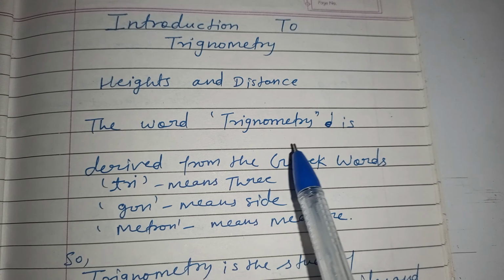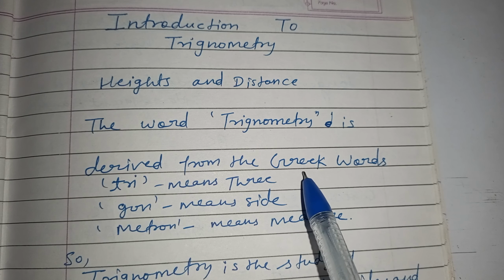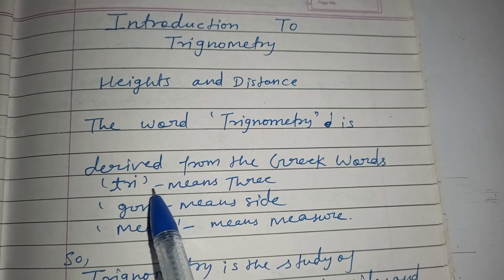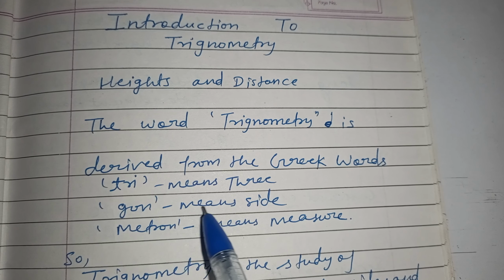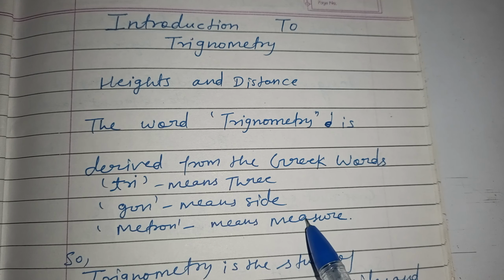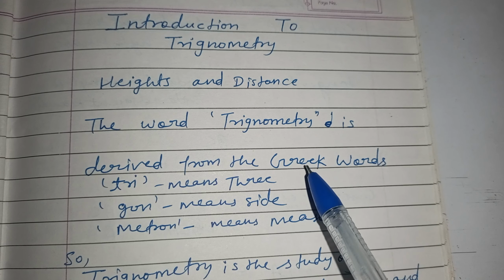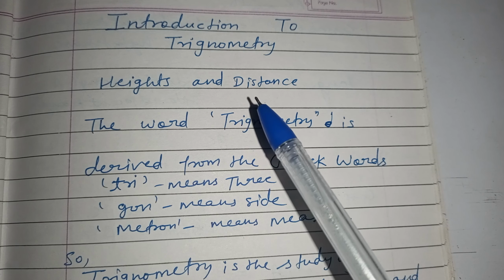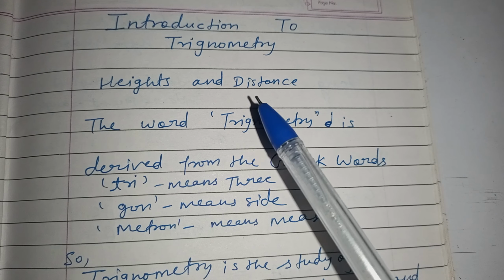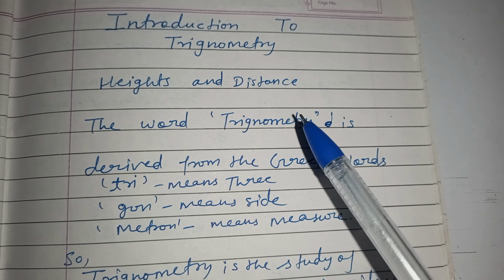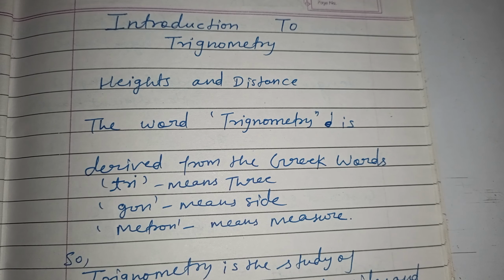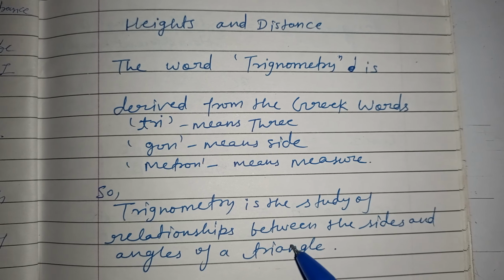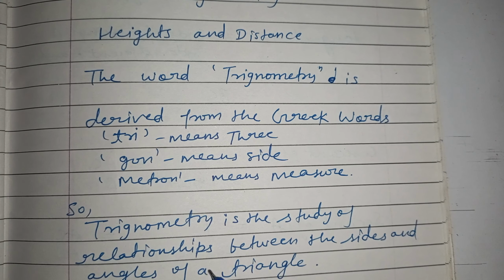The word trigonometry is derived from the word tri. Tri means three, gon means side, and metron means measure. And trigonometry is a Greek word. Here we study height and distance, and how we can find distances and heights by using trigonometric ratios. The definition of trigonometry is the study of the relationship between the sides and angles of a triangle.